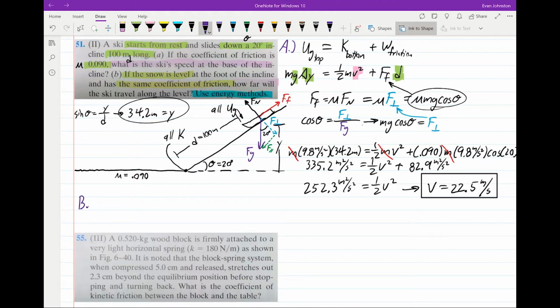Part B is saying, now that we know the speed down here, now we know how fast it's going at the bottom. It's saying, how far can it go before the ski stops? How far will the ski travel? Well, at the end of its time traveling, it's going to be stopped because we have friction acting here. There still is some coefficient, so friction is going to be acting over some distance.